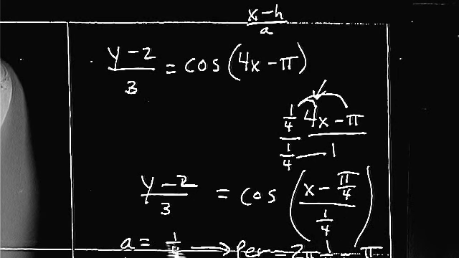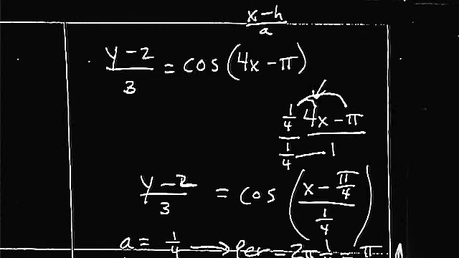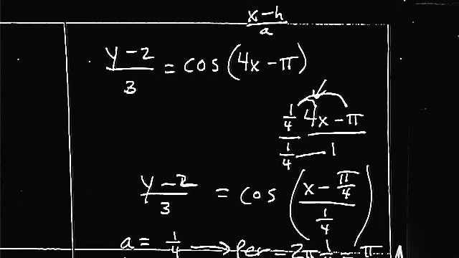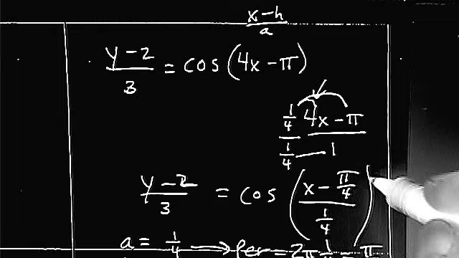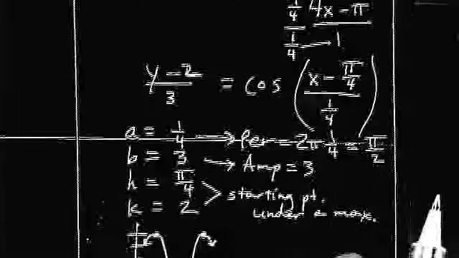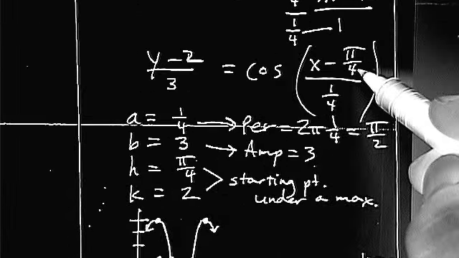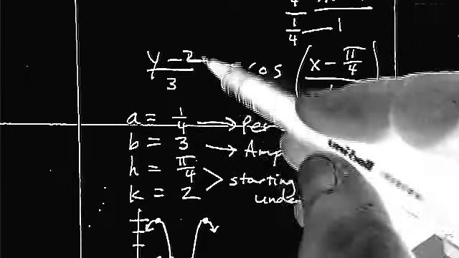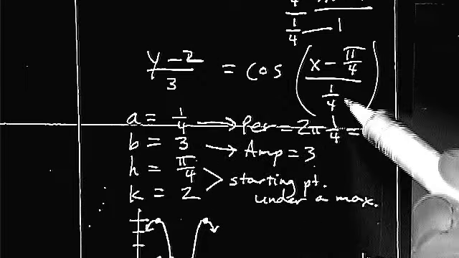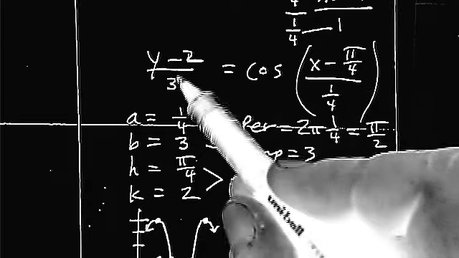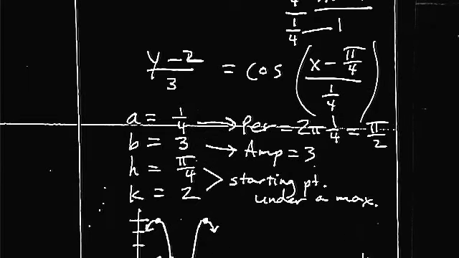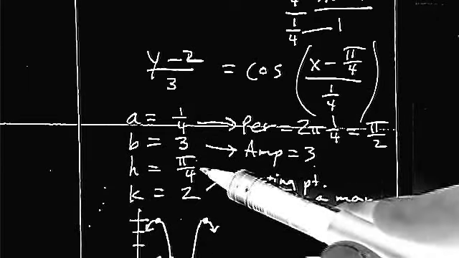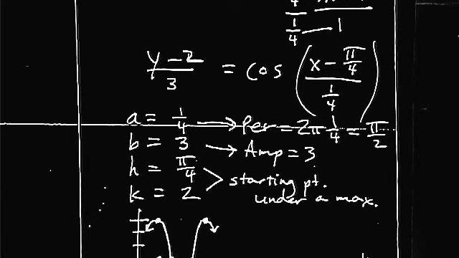Now, this looks an awful lot like what we were showing you earlier, and you can clearly see h and k. H is over here, right? H is going to be your pi over 4. K is going to be your 2. A is 1/4. B is 3. We can easily identify those 4 parts, A, B, H, and K.